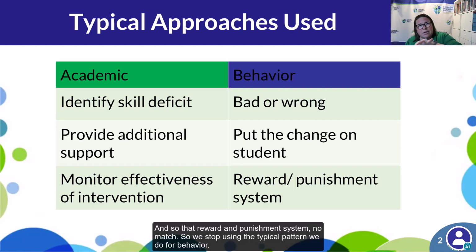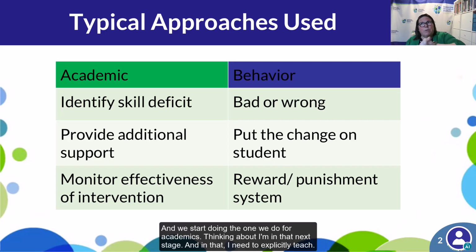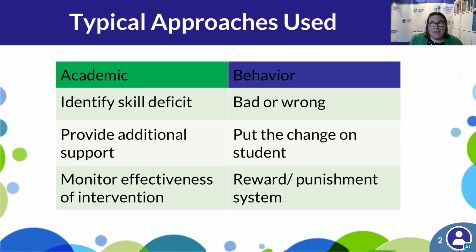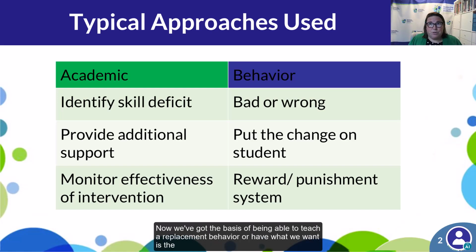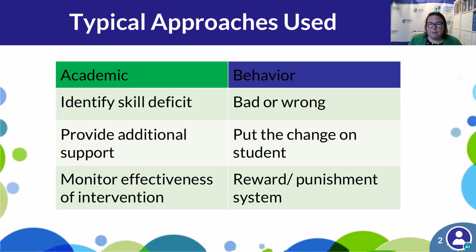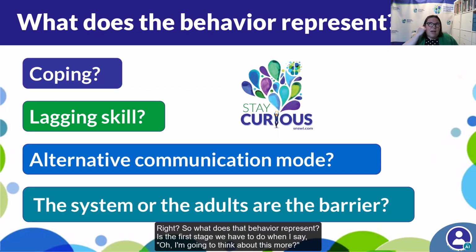So if we stop using the typical pattern we do for behavior, and we start doing the one we do for academics, thinking about, I'm in that next stage, I'm in that I need to explicitly teach. Now we've got the basis of being able to teach a replacement behavior, or have what we want is the output of something different than what wasn't matching to begin with, right? Which is what we're trying to replace, right? So what does that behavior represent is the first stage we have to do when I say, okay, I'm going to think about this more.